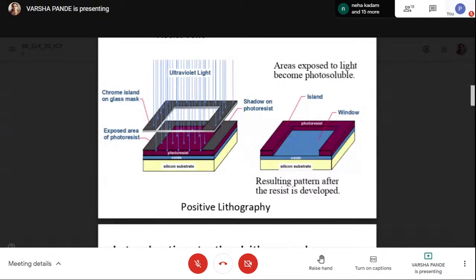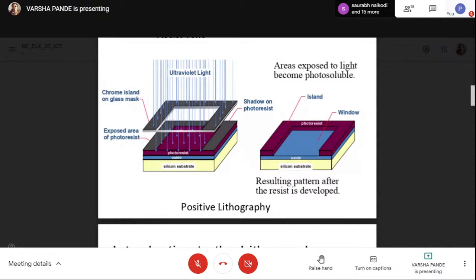Initially the silicon substrate, and above this the oxide layer will be deposited, or oxidation will be done. Above this the photoresist is applied. Now this photoresist is solid, or it is available in the thin film form. Above this the mask is kept, and after this it is exposed to the ultraviolet light.